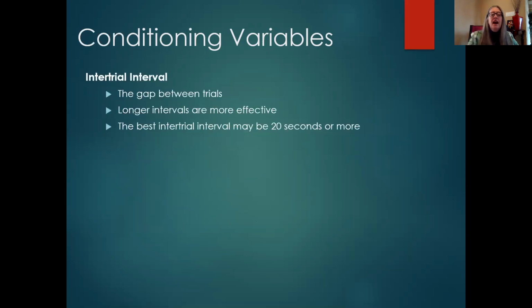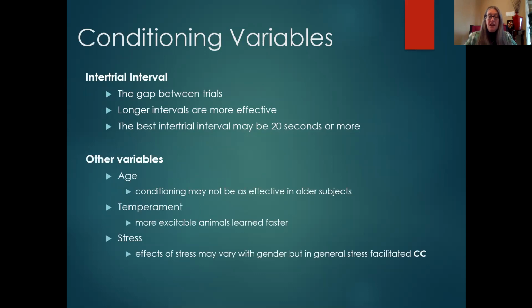Okay. The intertrial interval, this is the gap between trials. We find that the longer the interval is, the more effective it is. The best intertrial interval may be 20 seconds or more for lots of different kinds of stimuli.